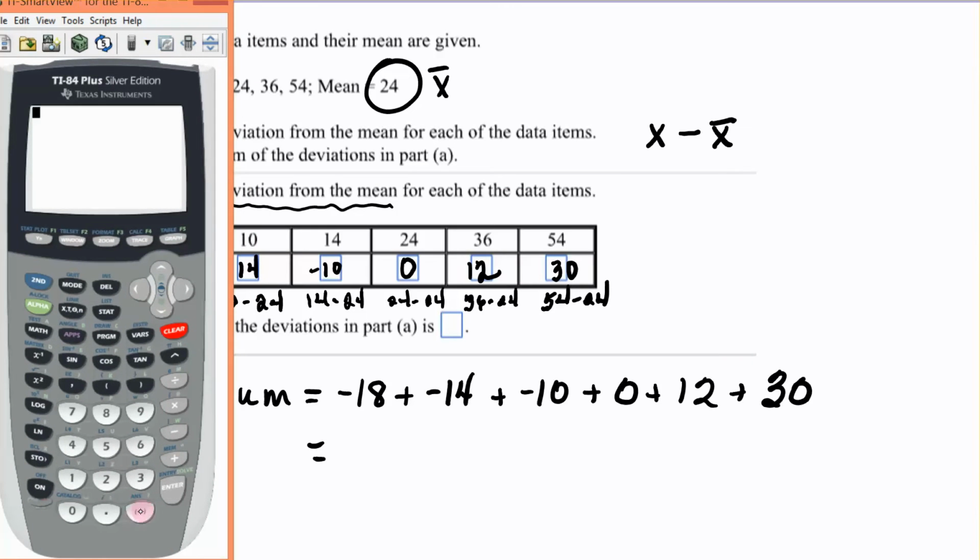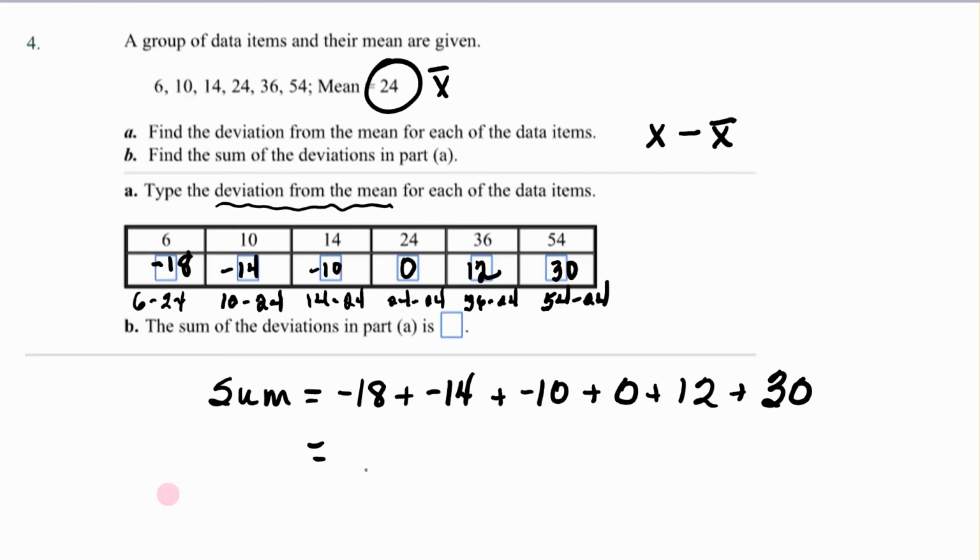All I want to do is add negative 18 plus negative 14 plus negative 10. Remember to use this one when you're saying negative. Plus 0 plus 12 plus 30. Enter, and I get 0. The sum of the deviations from the mean is 0.